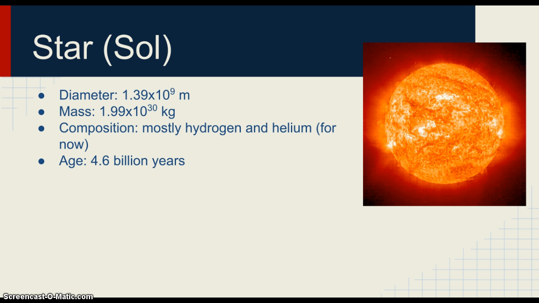Age of our star is about 4.6 billion years, slightly older than the Earth, which would make sense. You would need a star in the center of the solar system before you'd get the planets going around it. And its temperature, 5,800 Kelvin, near the surface of the sun anyway. Way too hot for us to live on.